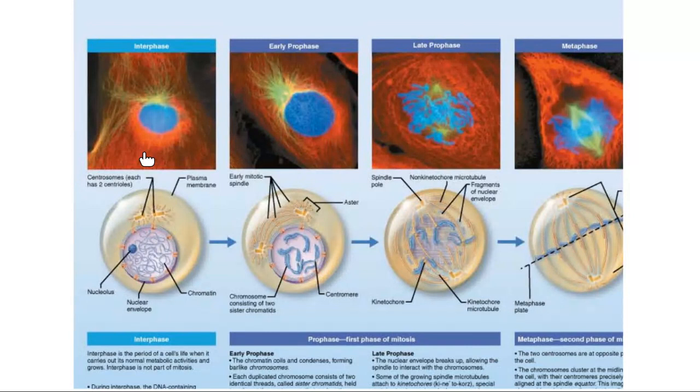So maybe put your lab packets aside, just grab a piece of paper. Let's talk about what happens in each of these parts of the cell cycle or these phases of mitosis.